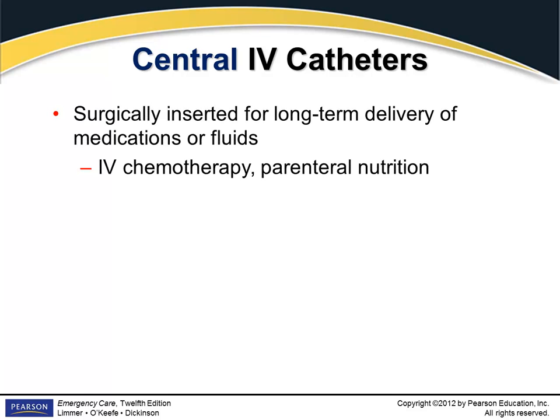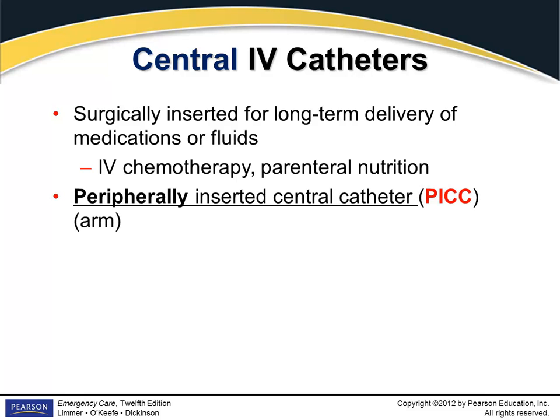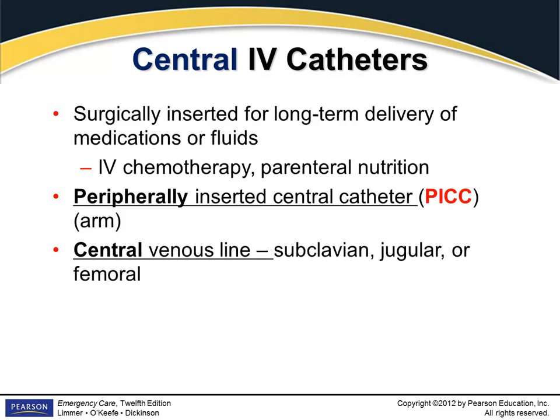They may have central catheters, central IV catheters that are there for long-term delivery of medications or fluids. PICC line, peripherally inserted central catheter. Usually we're going to find these in the arm. Typically, they may have a central venous line. These are usually going to be subclavian, around the jugular in this area, or it may be femoral.